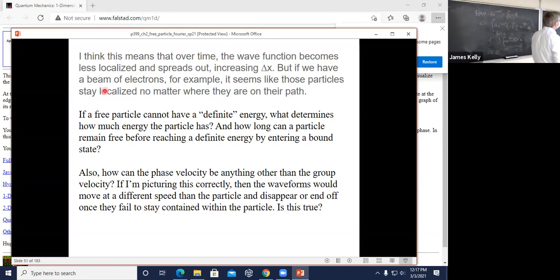So if a free particle cannot have a definite energy, what determines how much energy the particle has? How would you guys respond to that?